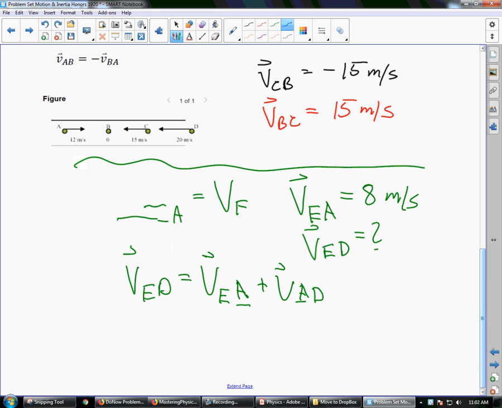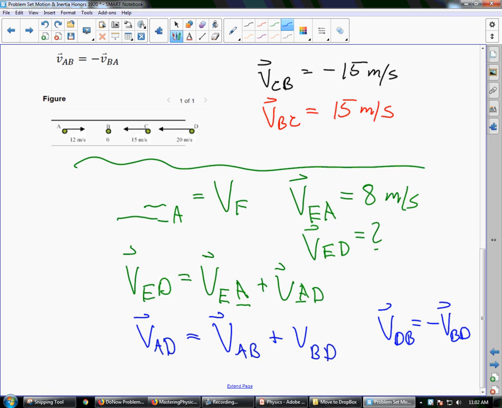So, I don't know A to D. But I could say, well, V A to D equals V A to B plus V B to D. And then V B to D equals negative V D to B. I know, lots of letters. Most subscripts will use all year. D to B, I know. That's negative 20 meters per second.